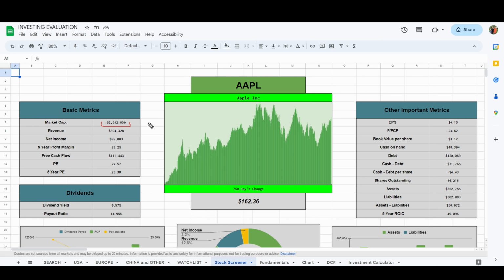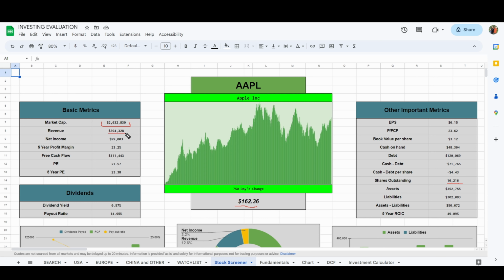So market cap basically means the total cost of the company, the total cost of all the shares that you can buy. So this is the cost per share, and this is the amount of shares right here. So they have this many shares, and this is the price, and you will get the market cap.